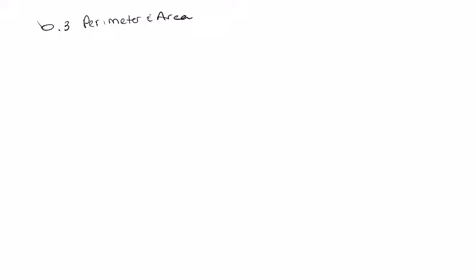Okay, so let's start with perimeter. Perimeter simply means distance around. Literally translated, it means to measure around. Meter translates to measure, and peri means around. So it means to measure around. We're going to find the perimeter for some different figures, the first one being a rectangle.